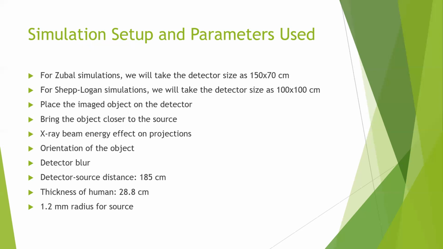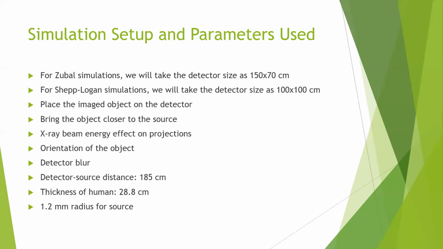So, the simulation setup and parameters used. For Zubal simulations, we will take the detector size as 150 by 70 centimeters. This is because we're doing a general projection radiography, and these are suitable sizes for the detector. For Shepp-Logan simulations, we will take the detector size as 100 by 100 centimeters. This is a brain phantom, head phantom. Therefore, these sizes are suitable.